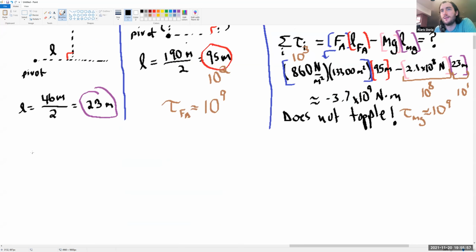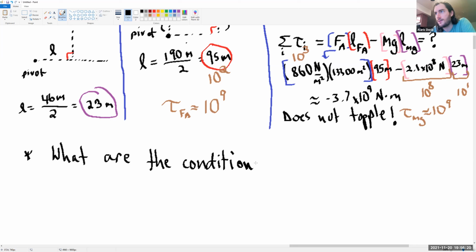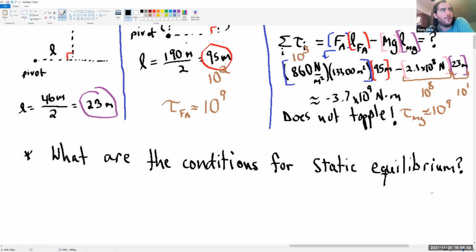So here's maybe a question for you guys. And if you're watching on YouTube, also ask yourself this question. See if you can answer this before I show the answer. So what are the conditions for static equilibrium? What are the conditions for static equilibrium? So let's see if anybody who's here can give me an answer. What are the conditions for static equilibrium?